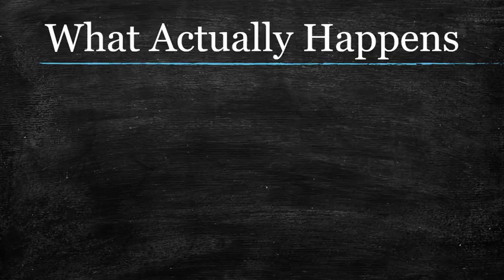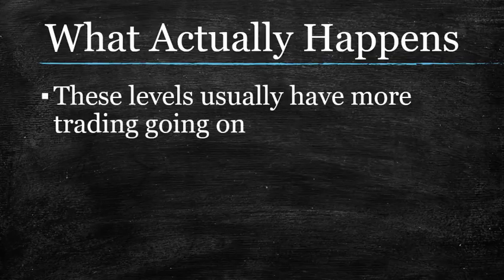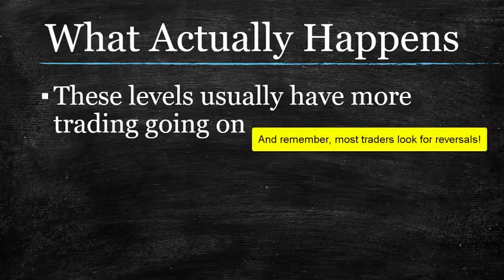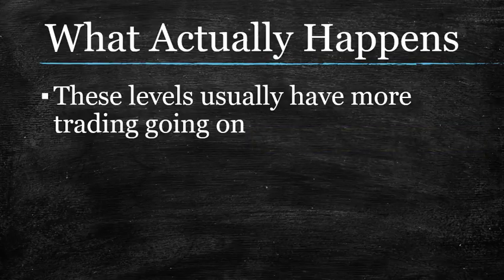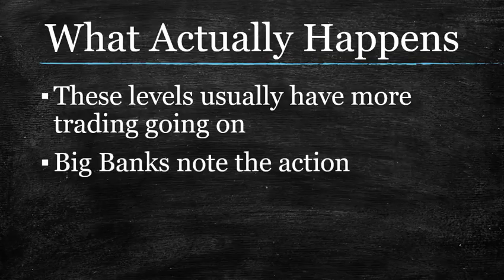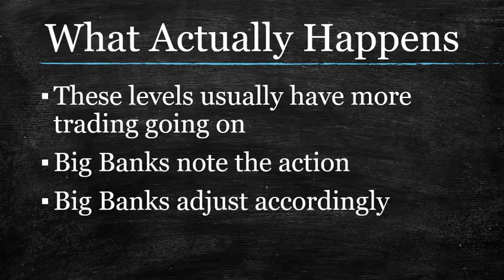Let me tell you what actually happens here. And you would have had to see the Big Banks video to understand this. So these levels, because they're called psychological levels and because all the sheep traders pay attention to it, they're going to have more trading going on, whether somebody is using this line as a breakout point or somebody is trying to call a reversal at these psychological levels. And when an abnormal amount of traders are making trades at a certain point, this creates hot spots on a chart. Big banks see this, and then they adjust accordingly.